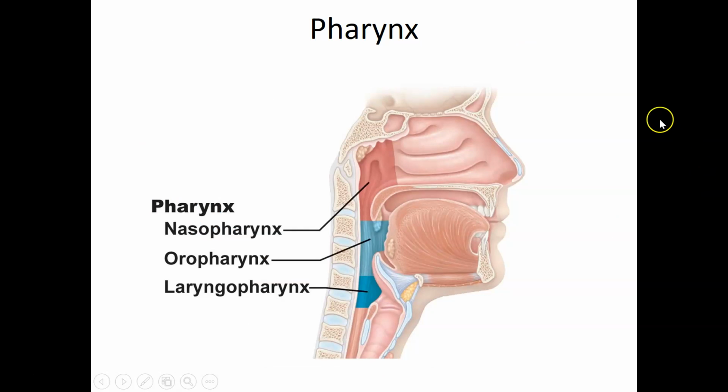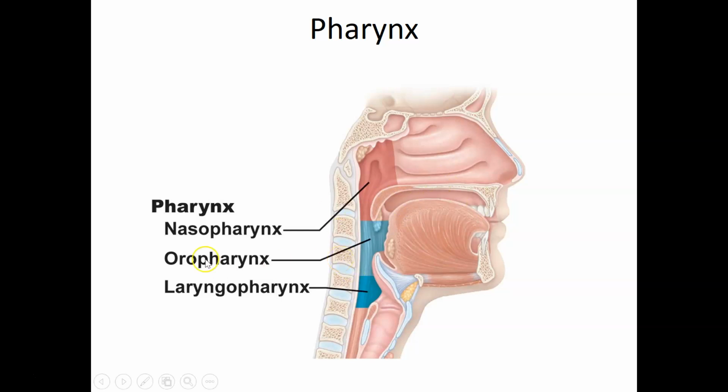Next segment is the pharynx. So the pharynx is basically your throat, and that's posterior to the nasal cavity, and it runs through the head and into the neck. The pharynx can be subdivided into three segments: nasopharynx, oropharynx, and laryngopharynx, from superior to inferior. And they're color-coded on this slide. Nasopharynx connects to the nasal cavity, oropharynx to the oral cavity, laryngopharynx to the larynx.